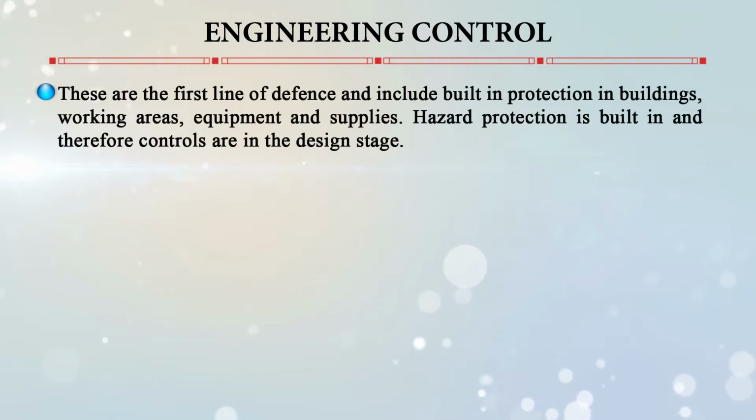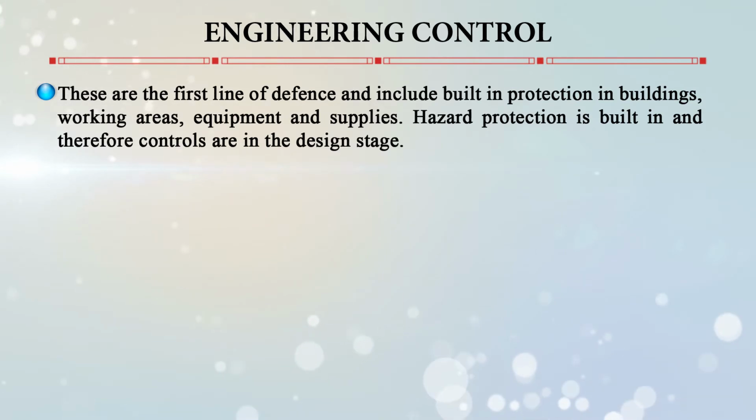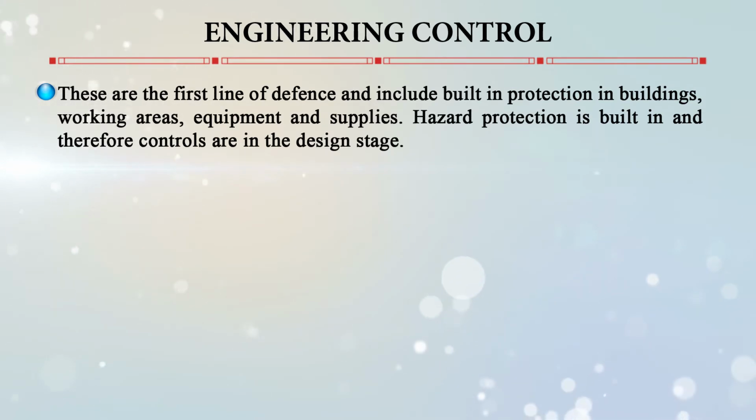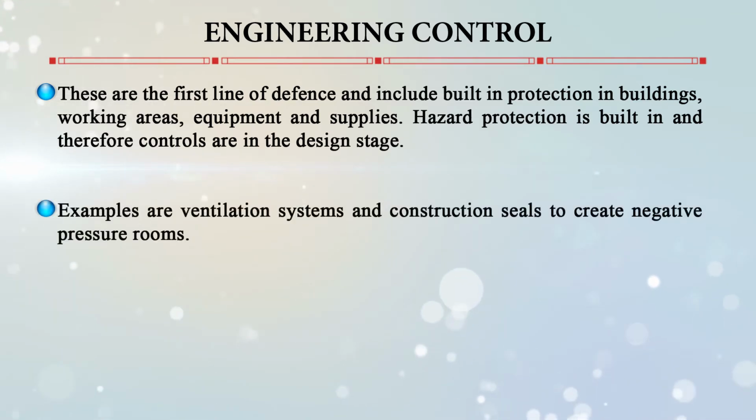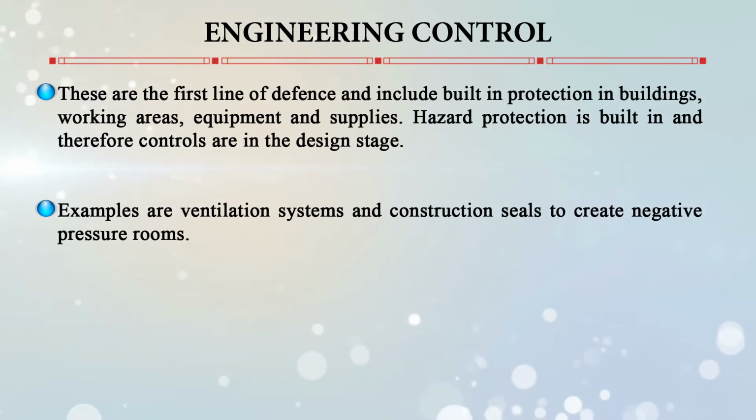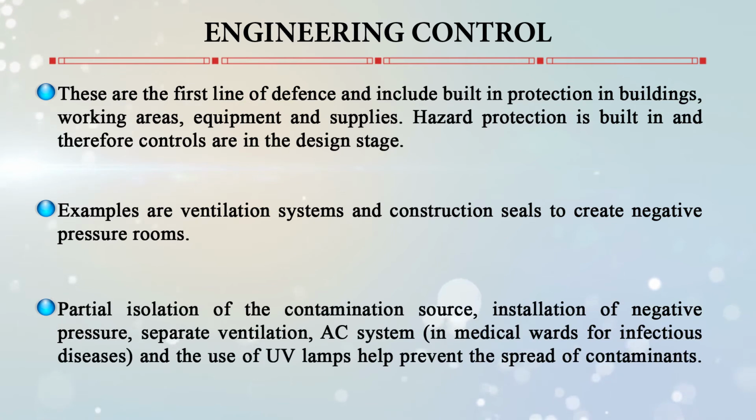So first, coming to the engineering controls. These are the first line of defense and include built-in protection in buildings, working areas, equipment and supplies. Hazard protection is built in, and therefore controls are in the design stage. Examples are ventilation systems and construction seals to create negative pressure rooms. Also, partial isolation of the contamination source can be done. Installation of negative pressure, separate ventilation, air conditioning systems in the medical wards for infectious diseases, and the use of ultraviolet radiation lamps can also help to prevent the spread of contaminants. So these are all the engineering control devices that can come into place.